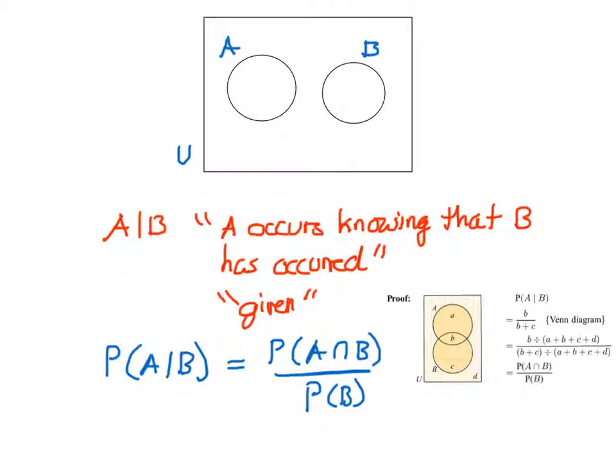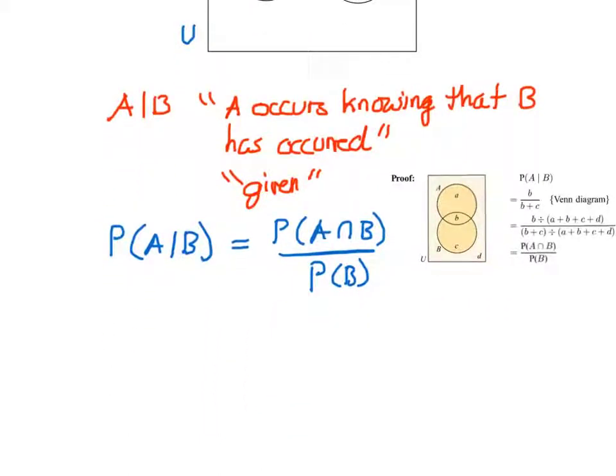And like any algebraic expression, we can rearrange this for a number of different forms. Like so, if we wanted to know what the probability of A and B was, we could write it by rearranging the equation, simply multiplying by the probability of B on both sides of the equation.